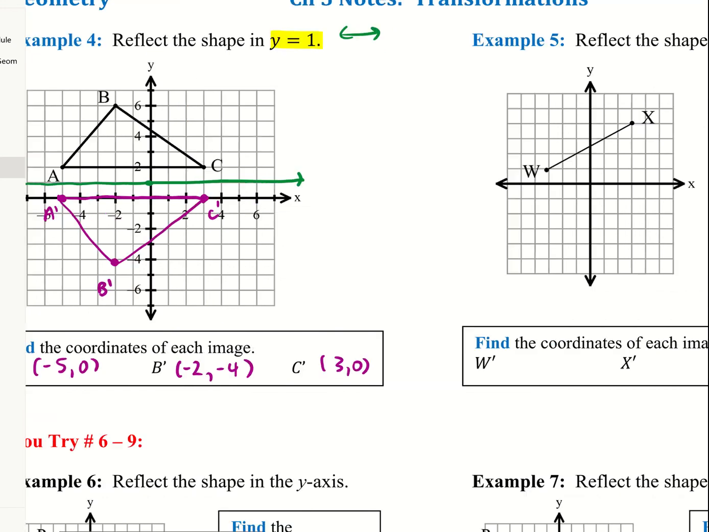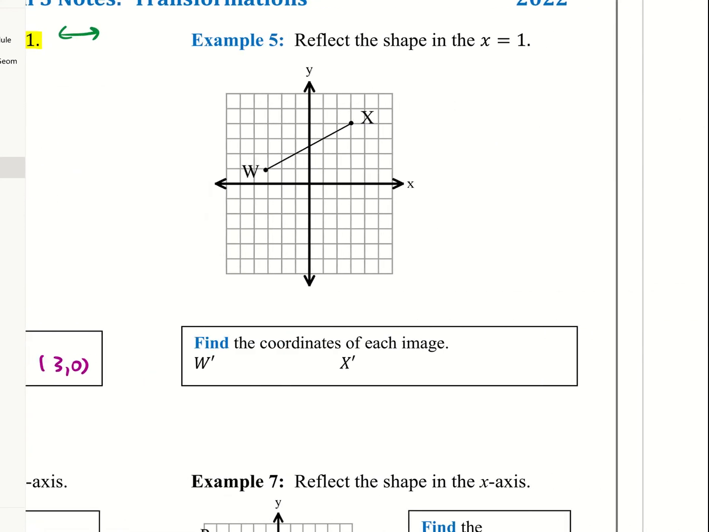Number 5. This time I'm reflecting in a line that's x equals. This is a vertical line. I'm going to draw the vertical line x equals 1. I'll go on the x-axis to 1 and then draw a vertical line. This is kind of an interesting one. Let's just start with the point X. X is 2 units to the right of my mirror line. So I need to move 2 units to the left for X prime.